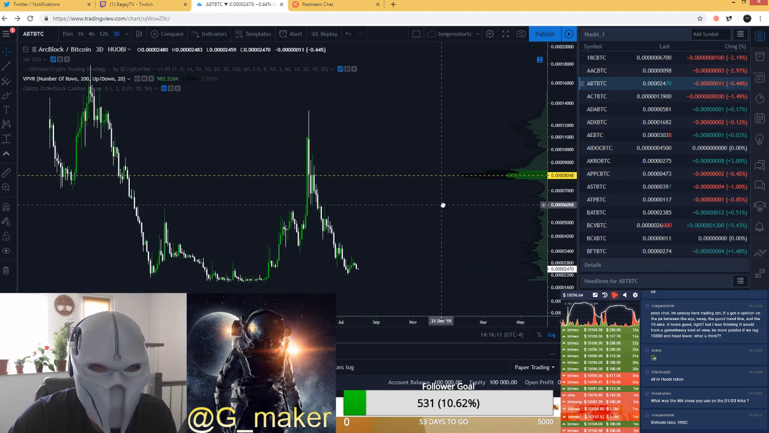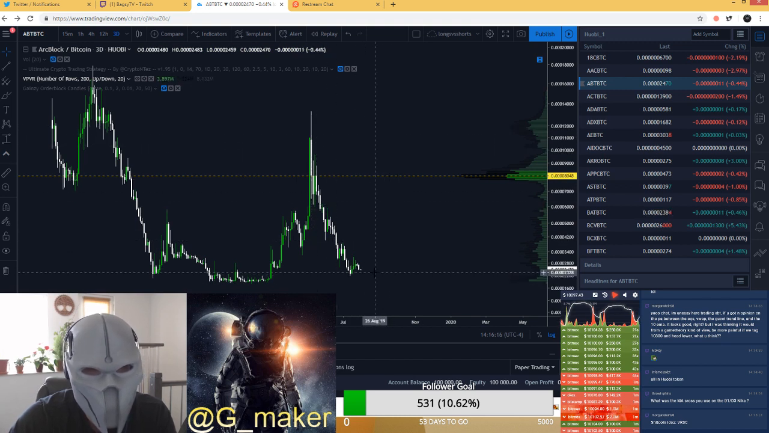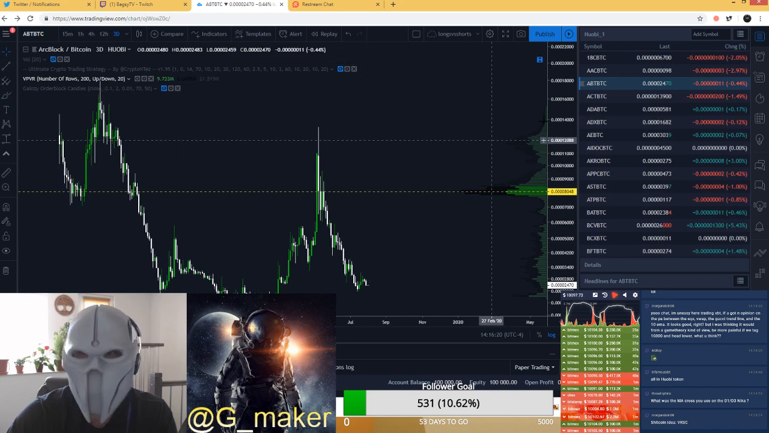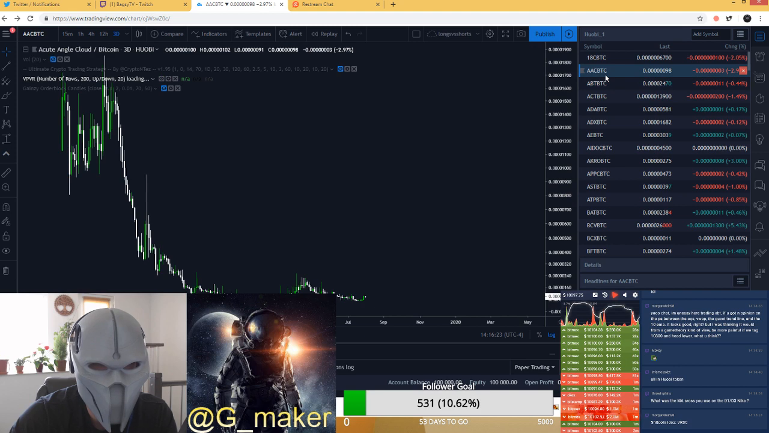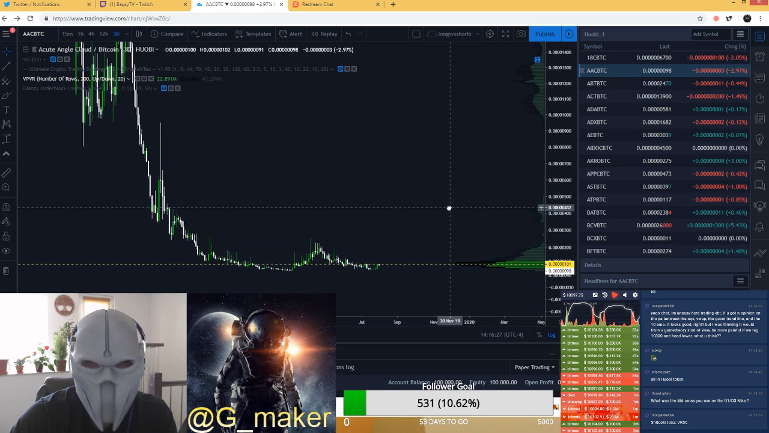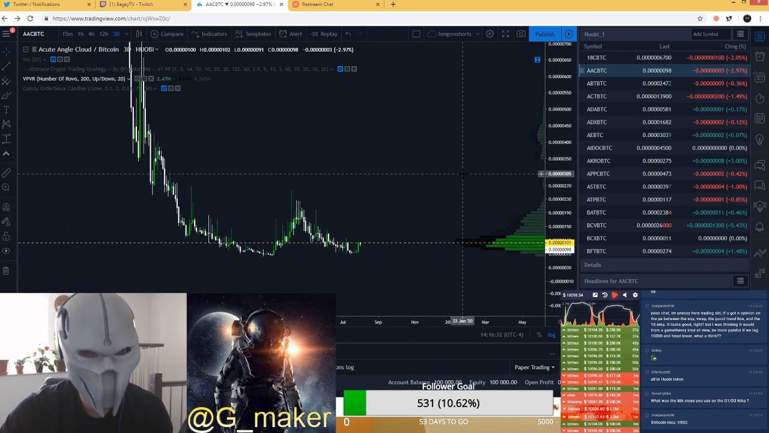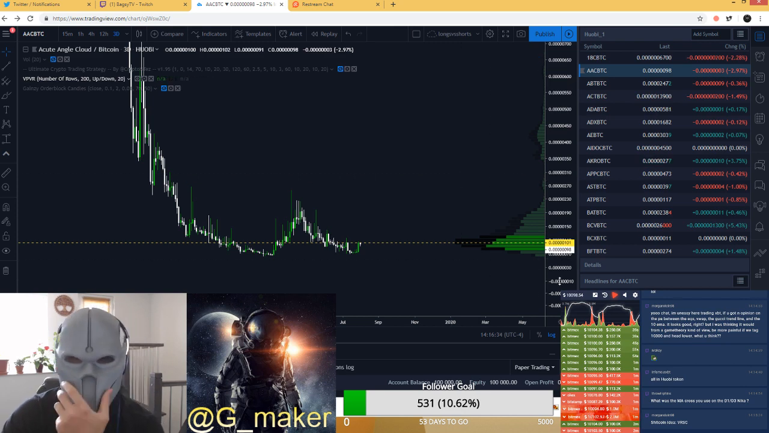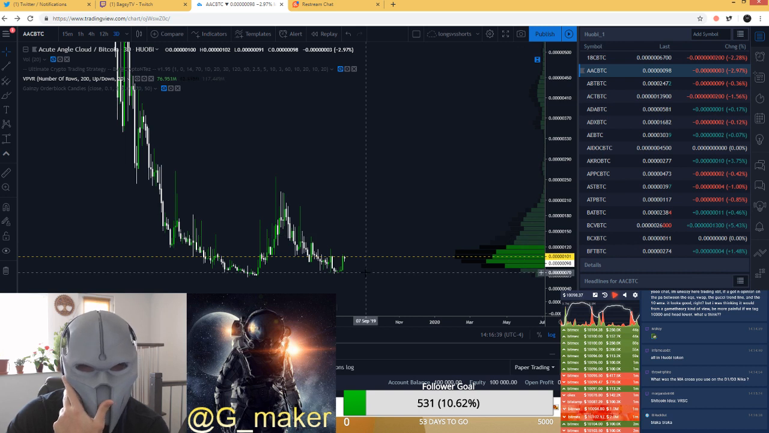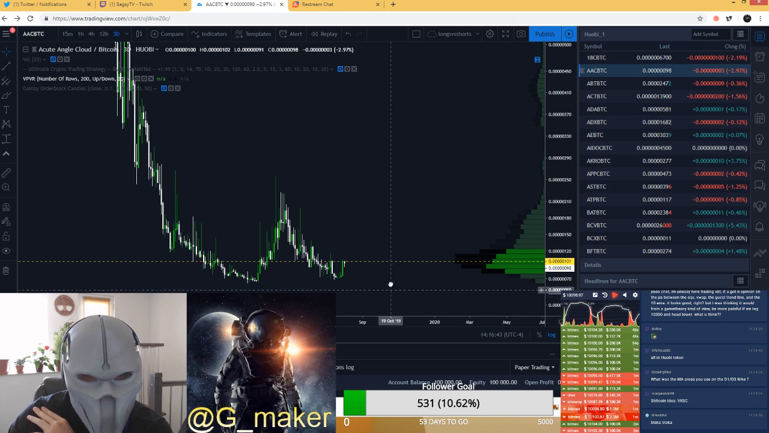Next one's ArcBlock. This one had a really nice pump recently. ArcBlock or AAC? Oh, we just did 18C. Oh, no, sorry, I skipped one. We did 18C. So 18C is pretty good so far. And let's go to AAC. It just pumped, right? It's consolidating beneath the POC right now.